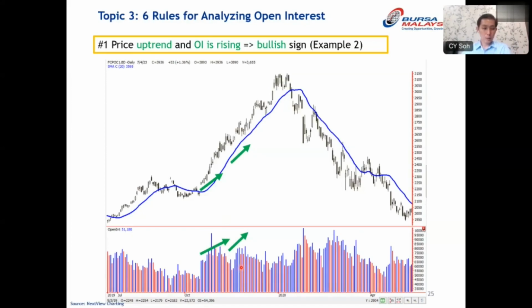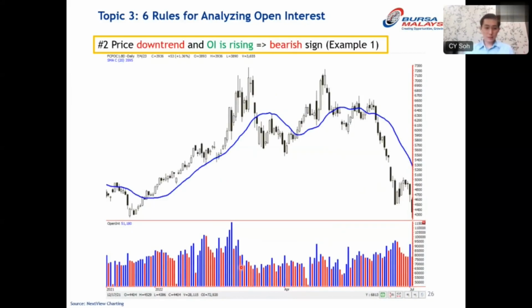Now, rule number 2 is the opposite of rule number 1. So this is what we want to look at: how many bears are in the market. Rule number 2: when price comes down and open interest is rising, this indicates a bearish sign. All you need to remember is that when price comes down and there are more bears in the market, the market confirms a bearish sign.